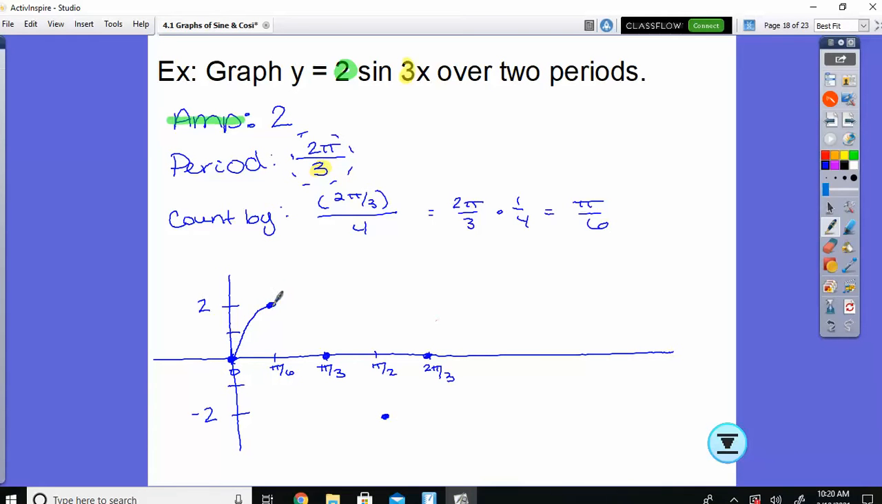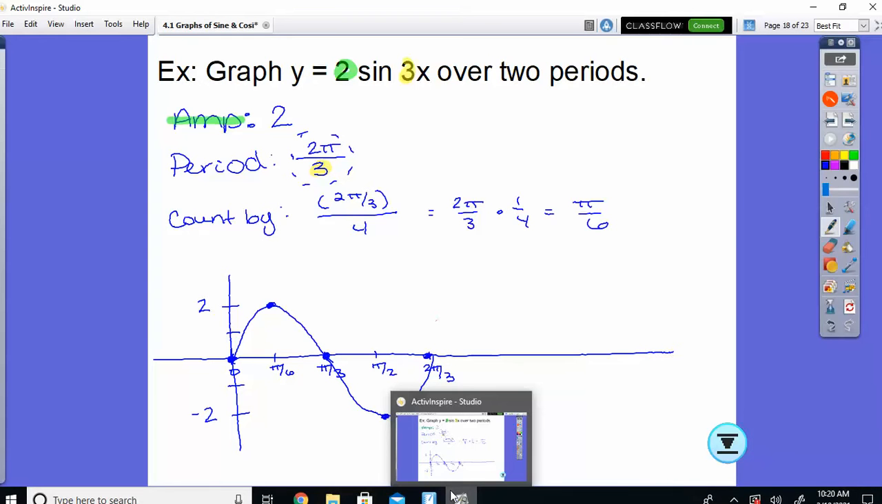So every time, those will be those points? Exactly. The only thing that will change is, like, if I put a 5 out here, it would go up to 5 and down to -5. Okay. Are there any questions so far?